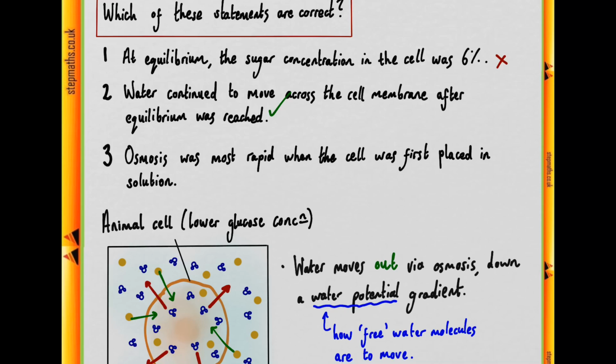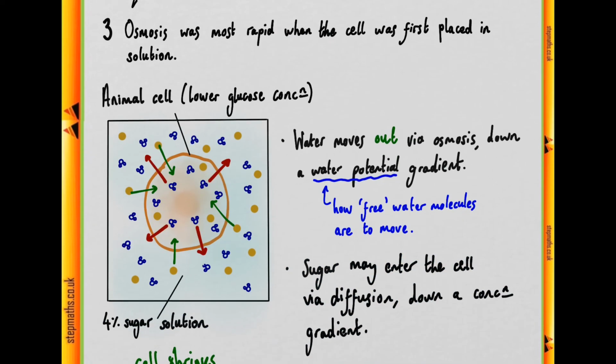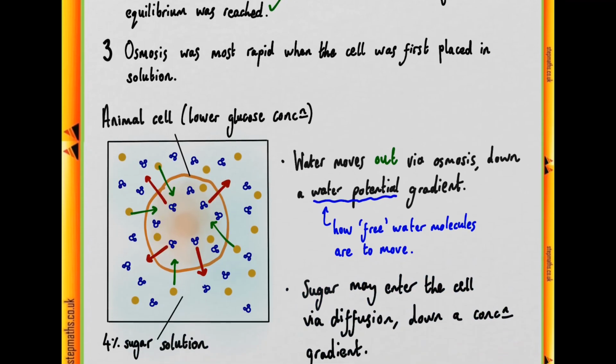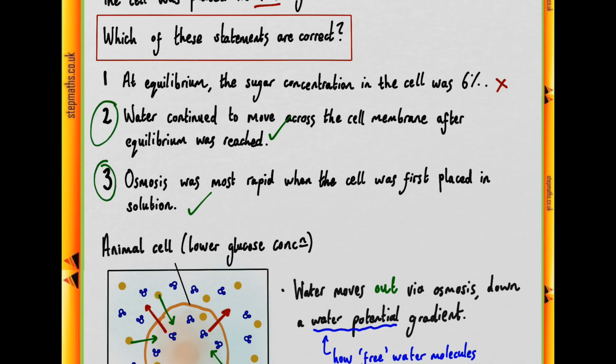Moving on to statement 3, osmosis was most rapid when the cell was first placed in the solution. Well, if we think about it, when the cell was first placed in the solution, it will have had that 2% concentration versus the 4% surrounding it. Over time, water molecules would leave, thereby reducing the water potential within the cell and therefore making the gradient less steep. So yes, the difference between water potentials would have been at its greatest when the cell was first introduced into the solution. So we have our answer that 2 and 3 are correct statements, and that gives us our answer as option G.